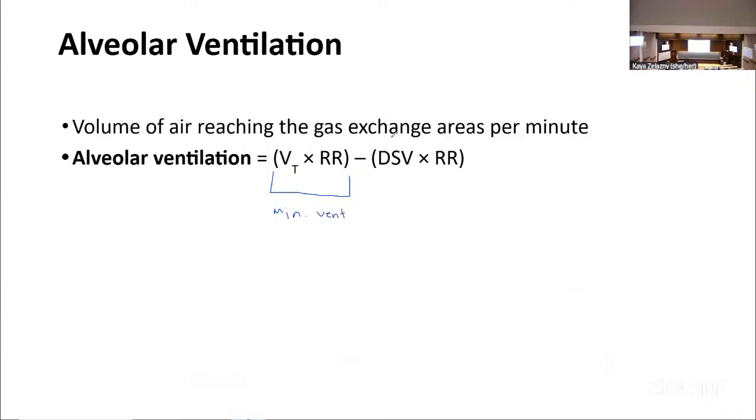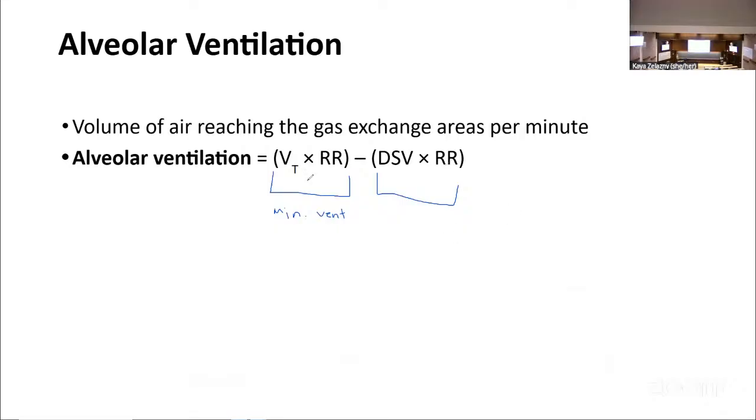But then we have to subtract away how much of the air that you were moving was old air, basically. So we're going to take our dead space volume next. And we're going to say, every breath, you had some dead space in that breath. So we also multiply that times the respiration rate.